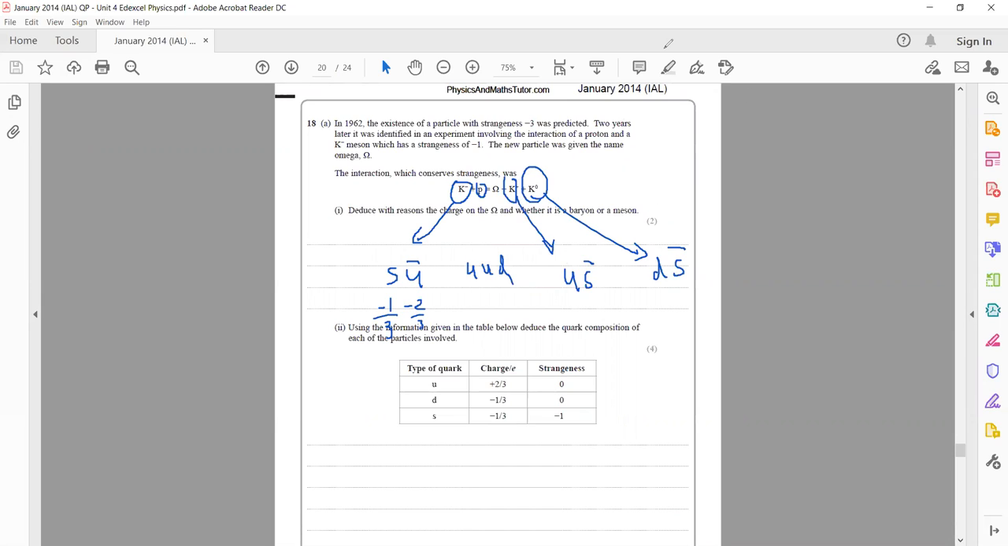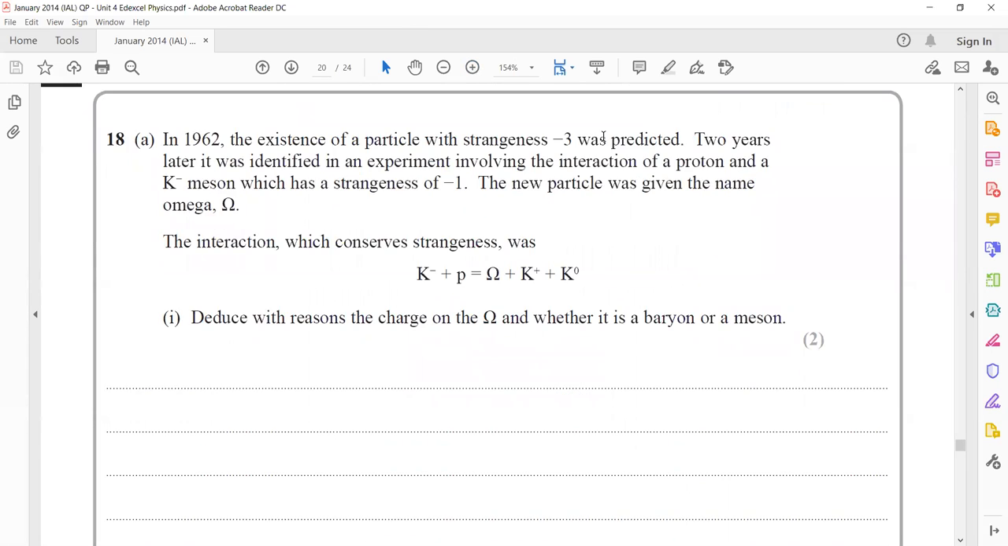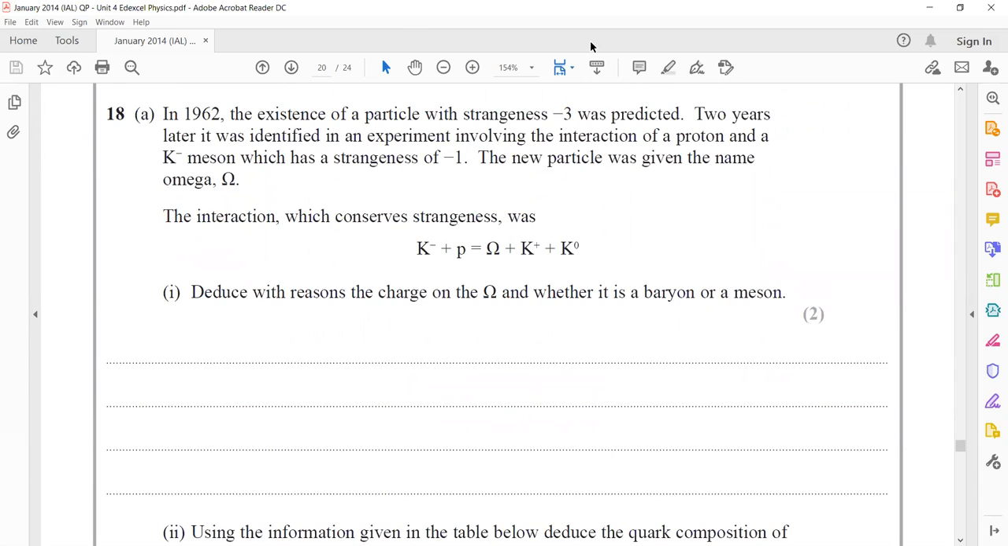Look, the reason why I was using a strangeness is, as they mentioned, this particle has a strangeness of minus 3. This particle has strangeness minus 1. So this should have a strangeness plus 1. This should also have a strangeness plus 1, so that the strangeness is conserved. That is why I was using a strange particle in both K plus and K zero. Is it clear?